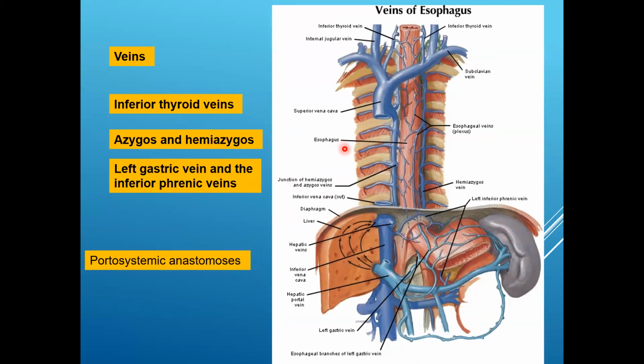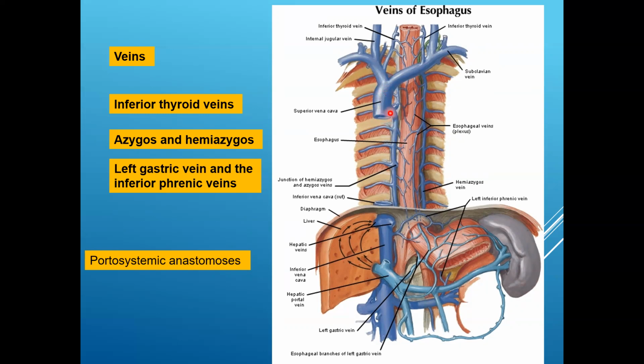Now, venous drainage, again, the inferior thyroid vein will go to the brachiocephalic veins. This is for the cervical part. In the thoracic part, or the mediastinum, it's a different system. We're going to study that in detail. But we have two veins. On the right side, it's called azygos. On the left side, it's called hemiazygos, and they connect with each other. Eventually, we have one vein, the azygos. That is the only vein that goes into the superior vena cava.